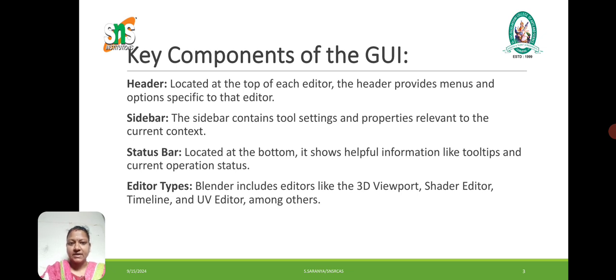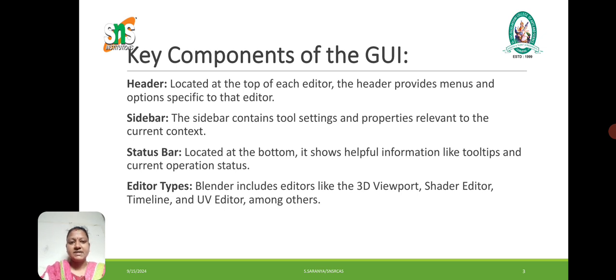Next is status bar. Status bar is located at the bottom of each and every screen. It helps with tooltips and current operation status. In the status bar, it denotes where we are working, how the tooltips are used, and what the current operation status is; everything will be mentioned in the status bar.